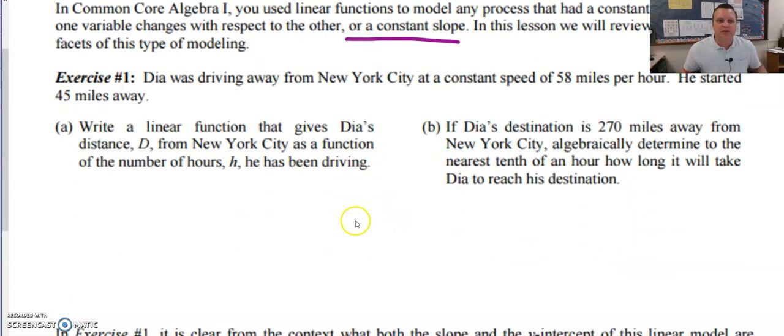So in exercise 1, Dia was driving away from New York City at a constant speed of 58 miles per hour. He started 45 miles away. So a constant speed, 58 miles an hour. Pick out the key words or phrase.